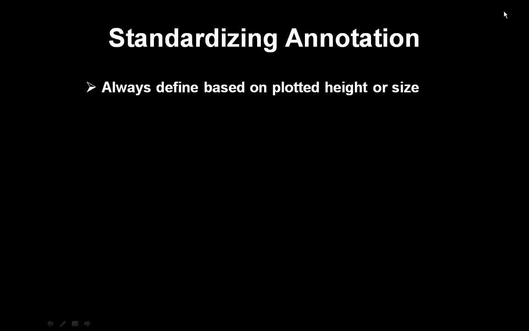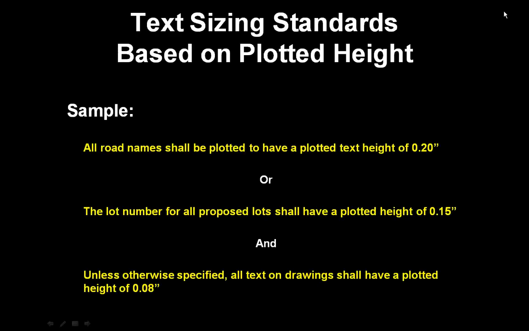So let's talk specifically about text, line types, and dimensions. So text sizes, what does that mean for us? Well, instead of using the examples that I did a second ago where it's scale-based, think of using something like I have here in the PowerPoint. Let your standard say, all road names shall be plotted to have a plotted text height of 0.2. So that means you're going to have to make some adjustments in your drawings, but that is a standard that applies to every sheet that leaves your office.